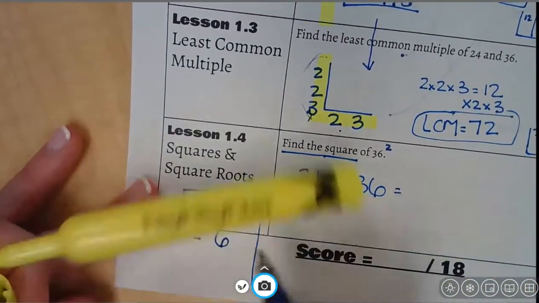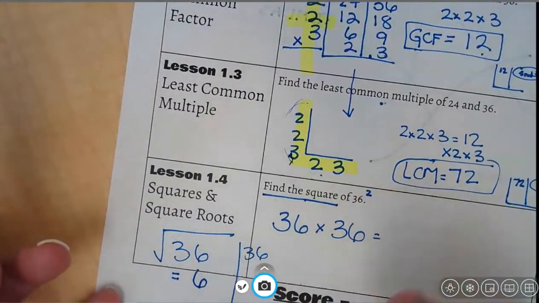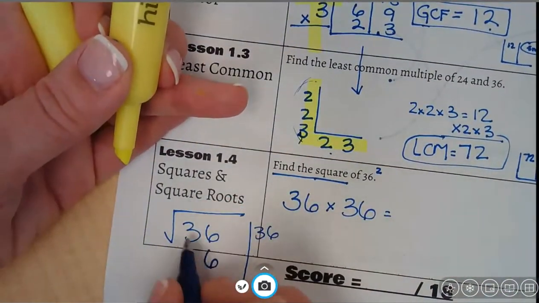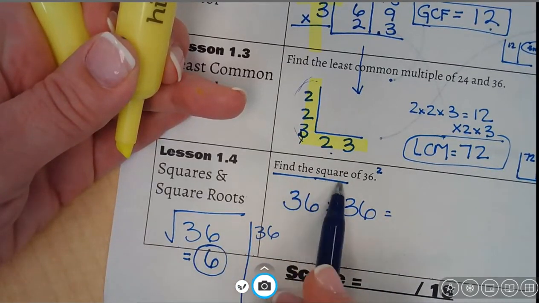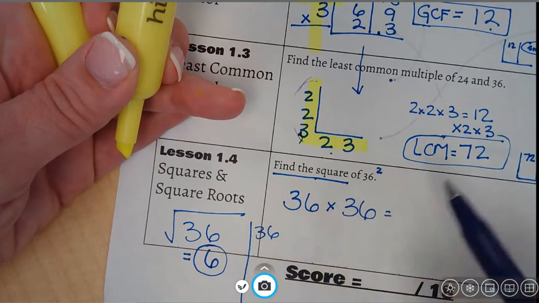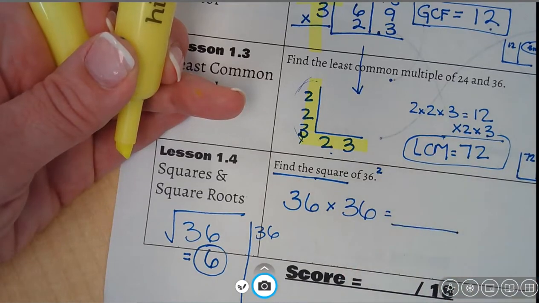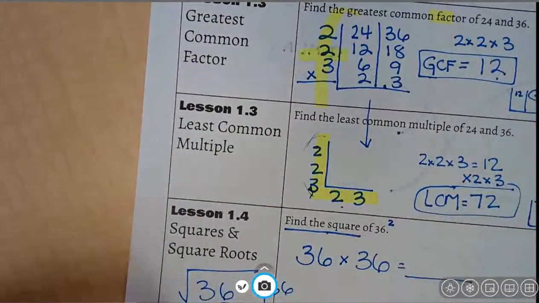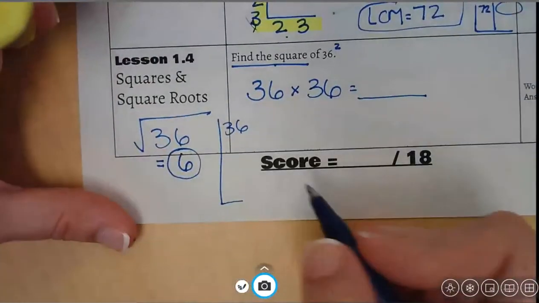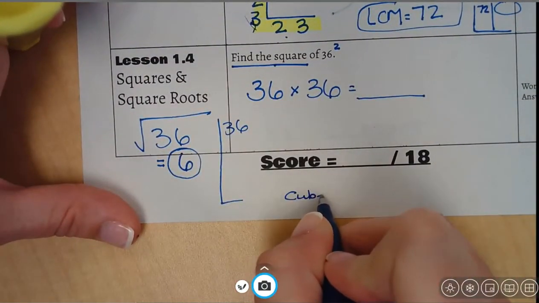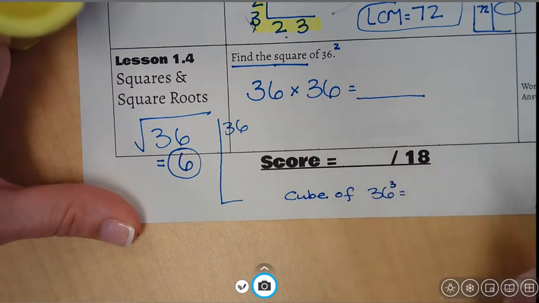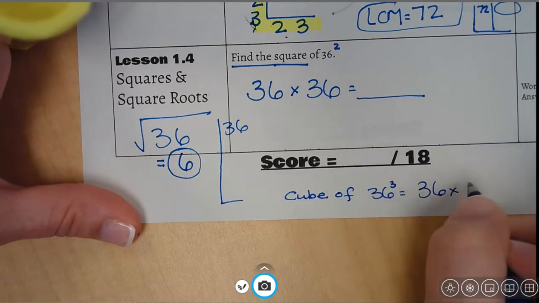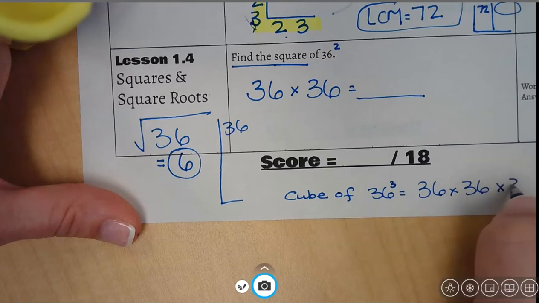And then you can check it. Does 6 times 6 equal 36? And the answer is yes. So the square root of 36 is 6. But for this problem, the square of 36 would be 36 times 36, and you'd find your answer. And then finally, if it says the cube of 36, that would be 36 cubed, and you would do 36 times 36 times 36.